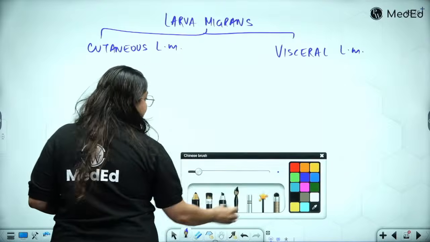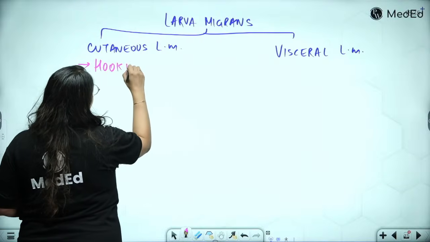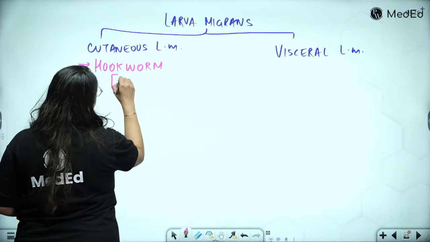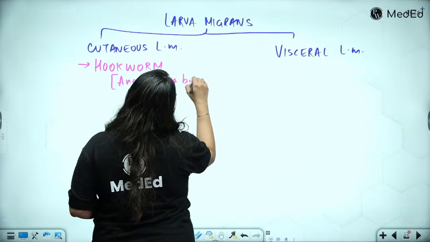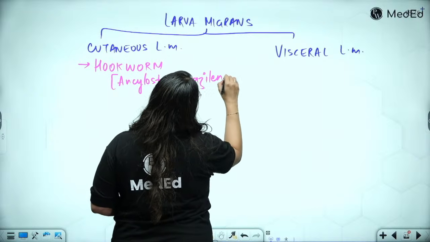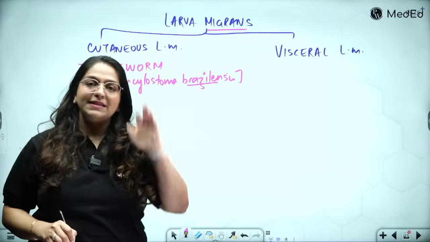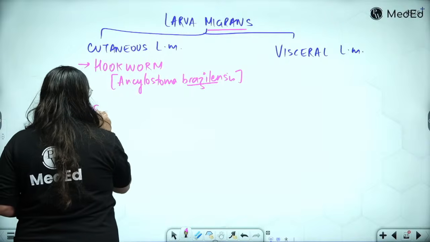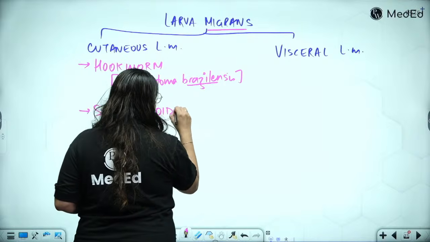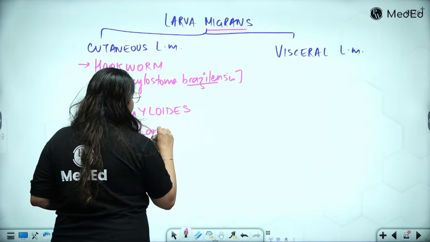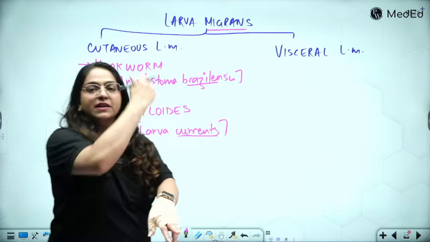If it is cutaneous larva migrans, it can be because of two guys. One is the hookworm, especially Ancylostoma braziliense. So just remember that you migrated to Brazil. What did you do? You migrated to Brazil. So it is Ancylostoma braziliense. Then another important guy is Strongyloides, which causes larva currens. Why currens? Because it spreads like a current very fast under the skin.